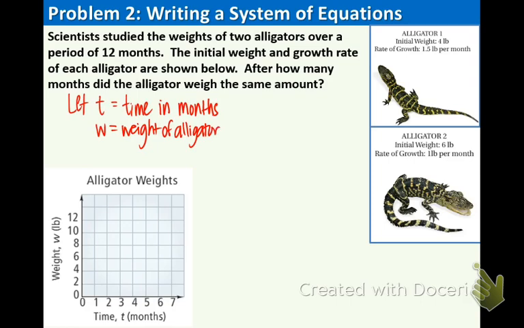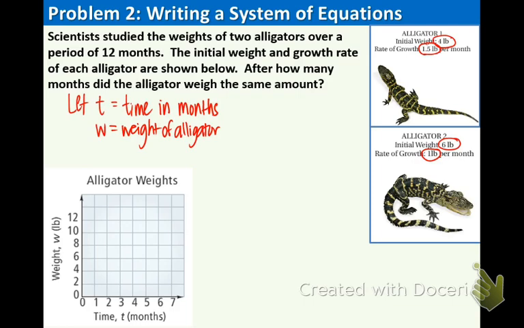Now in order to get the alligator's weight, actually we're going to take a look at the picture on the side. The initial weight is 4 pounds for the first one, and it grows 1.5 pounds per month. And alligator 2 has an initial weight of 6 pounds and grows 1 pound per month. So you can see alligator 1 starts a little bit lighter, but it grows faster, whereas alligator 2 starts a little bit heavier, but grows slower. So we're trying to figure out when did they have the exact same weight.